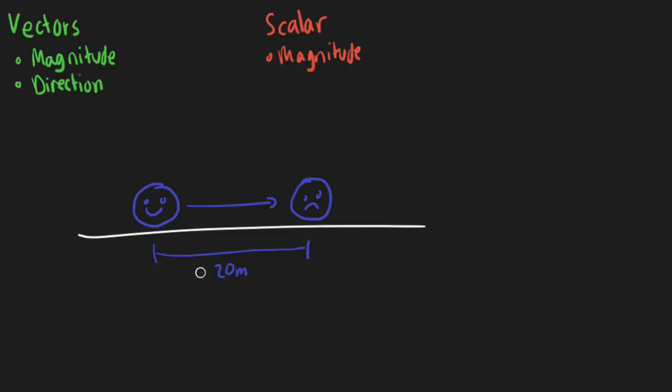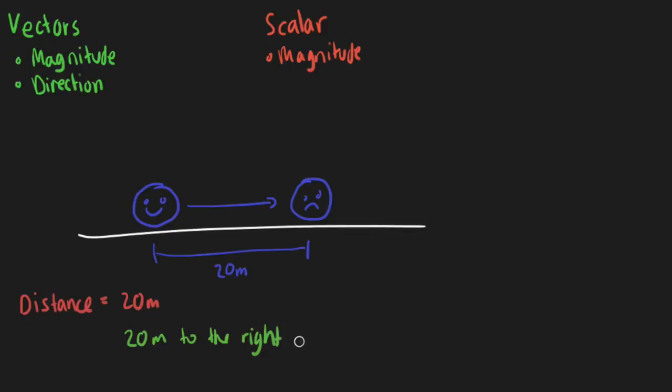There's no direction associated with this, so I'll just write that down. I'll do it in red because I wrote scalar in red. So the distance is 20 meters, and that's a scalar quantity. And what would be the vector equivalent? Well, if I told you that the ball traveled 20 meters to the right, that's a vector. It's a vector because it has direction associated with it.